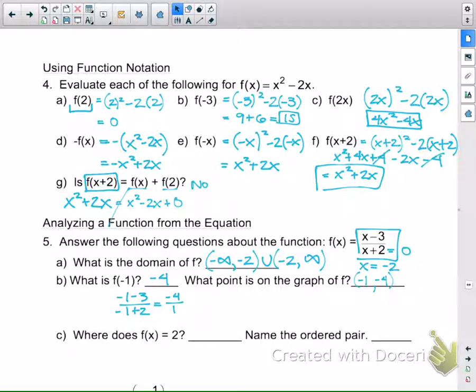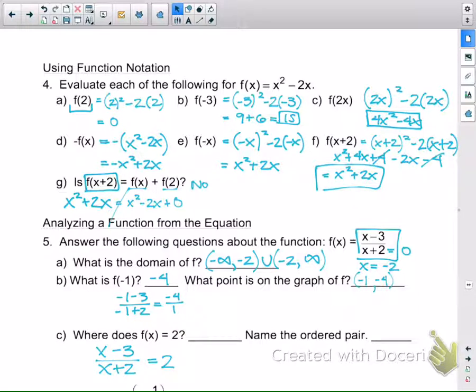C, if we want to know where does f of x equal 2, what are they giving me there? A y value. So if I want to know that, how do I set that up? Set your equation equal to 2. Half the battle on these is knowing where to put the number they give you. If it's an x, you plug it in. If it's a y, it's your answer, and you solve it.